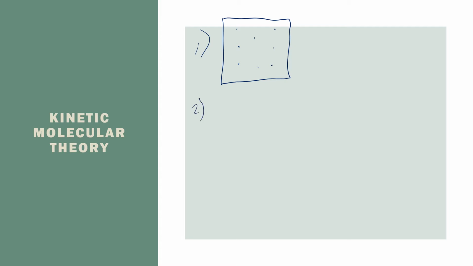The second thing that you need to know is that the particles in a gas are in constant rapid random motion. So they are moving fast and they're moving randomly all over different directions wherever they want to go.